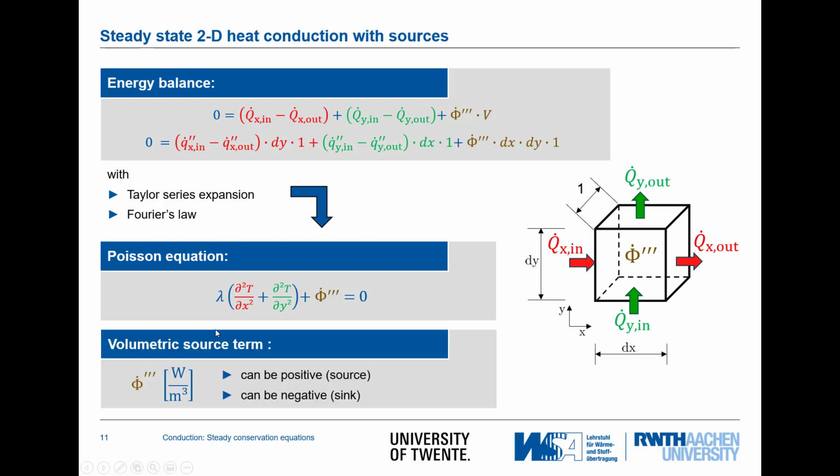And the volumetric heat source term, from the unit, is watt per cubic meter. This term can be positive, then we have a heat source, or it can be negative, then we have a heat sink.